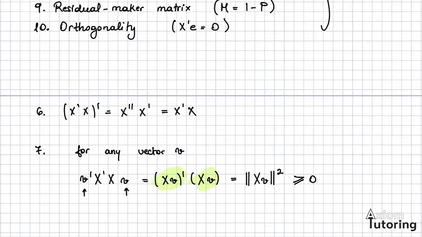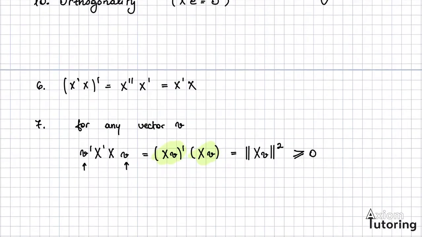What is the meaning behind having such a property? It is that there is no direction in the regressor space that would produce negative energy. Think of it this way. And what that also means is that the geometry is stable and well-behaved.